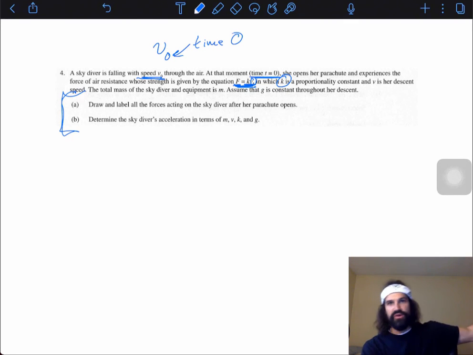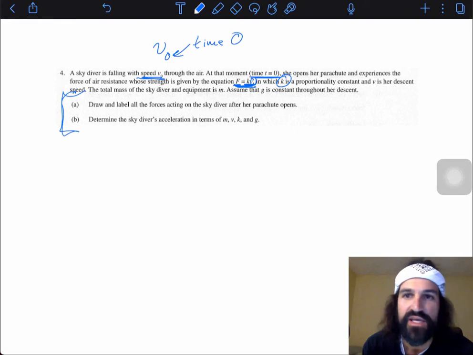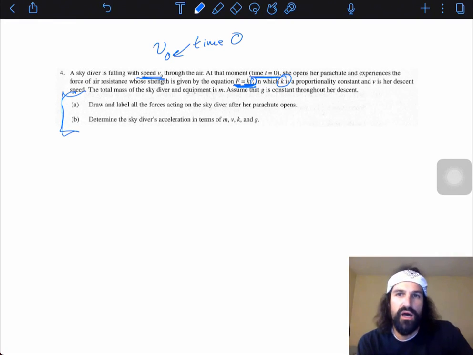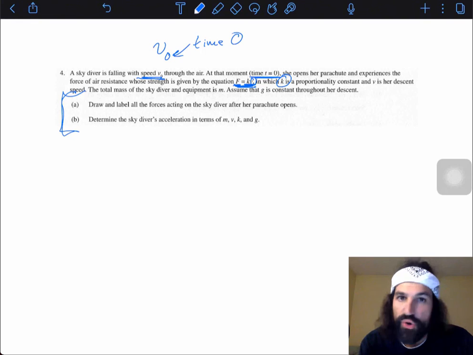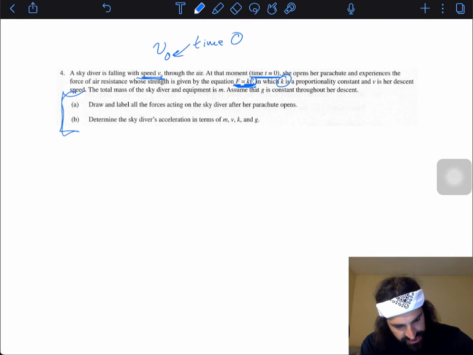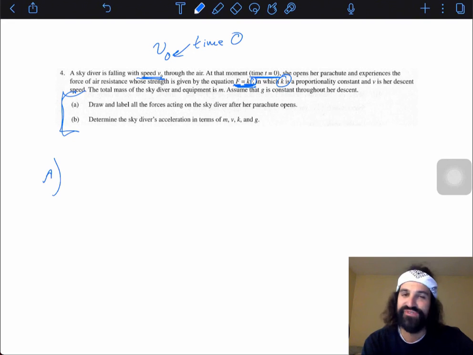The faster you're going in a car, if you stick your hand out of the window going slow, it's like, that's a little bit of air resistance. But you stick your hand out of the window at 95 miles per hour, you feel it, right? Okay. So the total mass of the skydiver and her equipment is m, and g is constant. So A, draw and label all forces. I like free body diagrams.